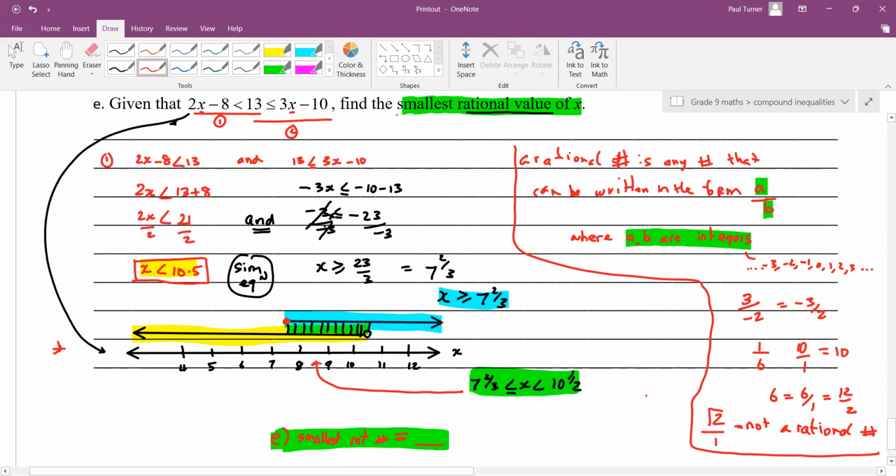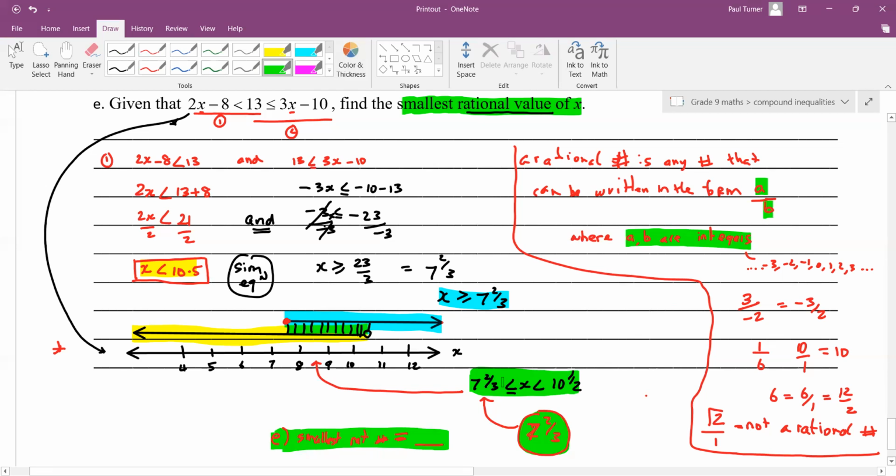But now the question says, what is the smallest rational value? So what's the smallest fraction in this area here between 7 2/3 less than or equal to x less than 10.5? So the answer must be 7 2/3. Like that, 7 2/3. That's your final answer for this question, 7 2/3. There. So that's the smallest rational number within that range of numbers.